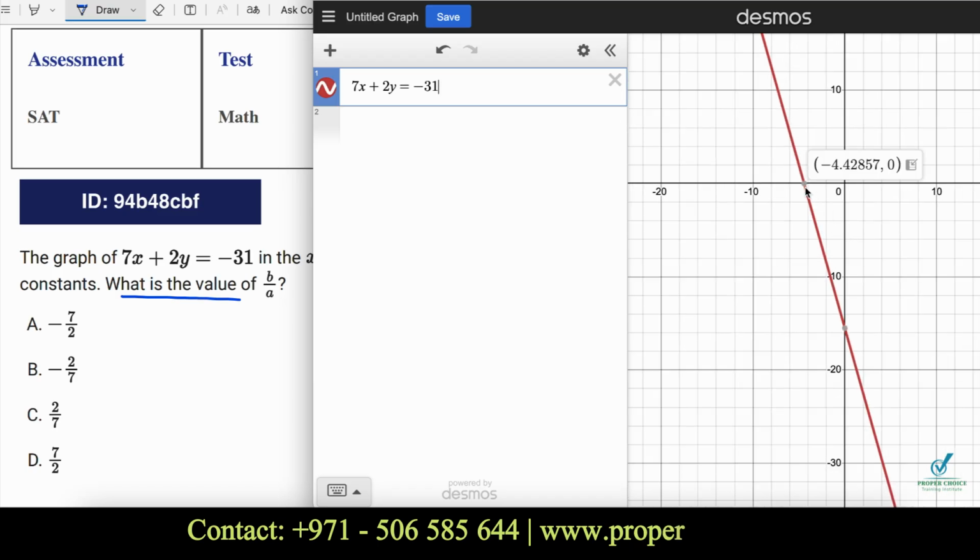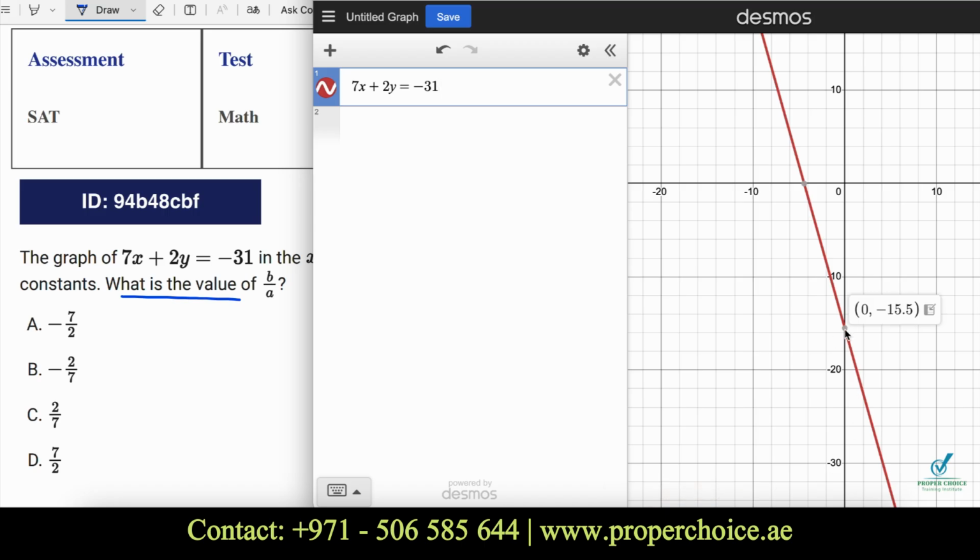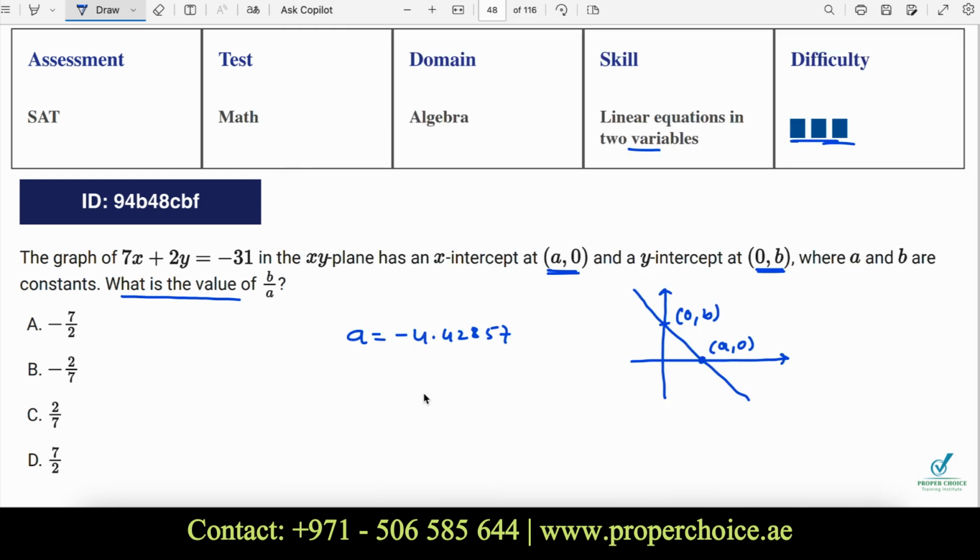Now this is (0, b), and this is basically the x-intercept. So the value of a here is going to be negative 4.42857, because this is the point where the line is crossing the x-axis. Now what is the value of b? b is going to be this negative 15.5. As you can see, the y-value here is going to be negative 15.5.